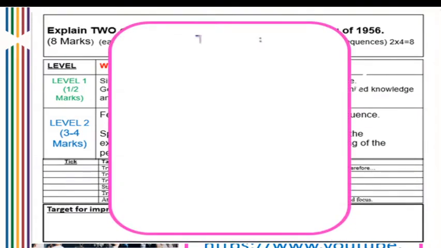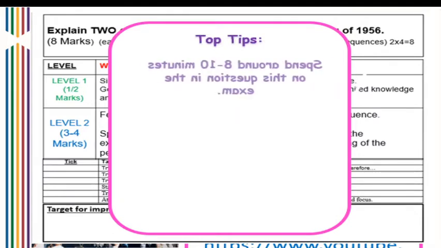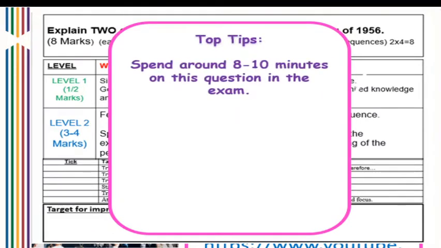Okay, let me share some top tips with you then. You should be spending around 8 to 10 minutes, no more than 10 minutes on this question in the exam. Okay, so you've got another 8 marker to do on the Cold War section. And then you've also got a 16 marker that's kind of broken down into 2 8 markers. So you've still got quite a bit of writing to do. So for this one, with it being broken down into 2 short consequences, don't spend any more than 10 minutes on it.